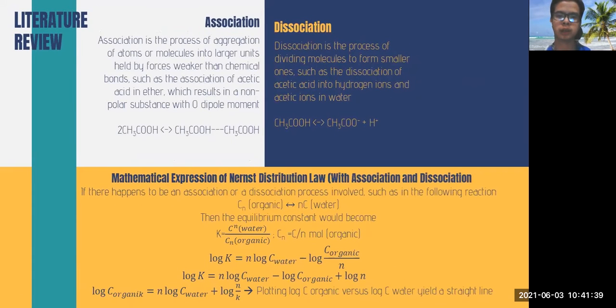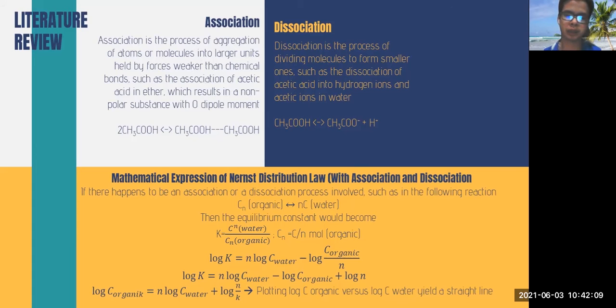So what is association and dissociation? Association is a process of aggregation of atoms or molecules into larger units held by forces weaker than chemical bonds, such as the association of acetic acid in ether. Dissociation is the reverse process of association, in which dissociation is a process of dividing molecules to form smaller ones, such as the dissociation of acetic acid into the ions.